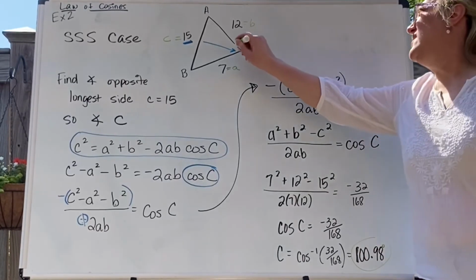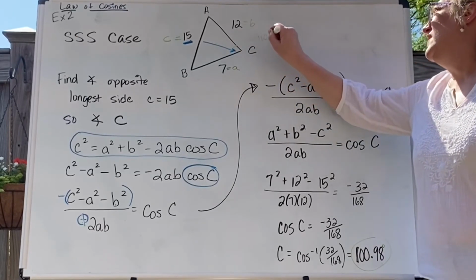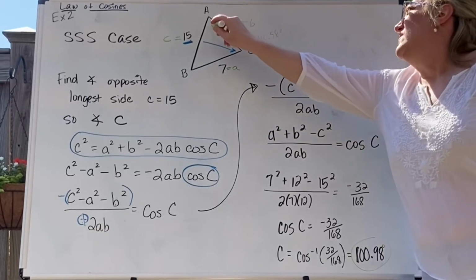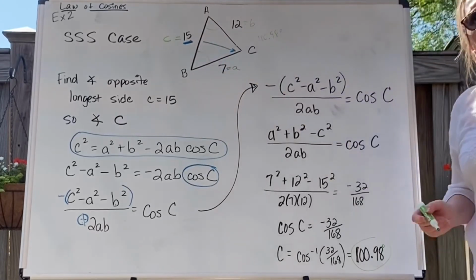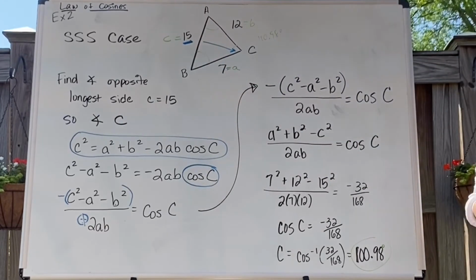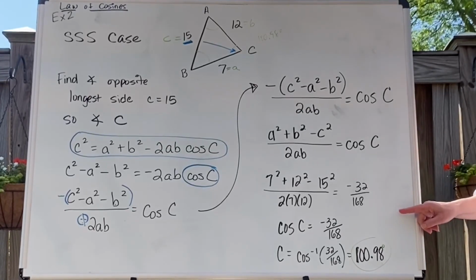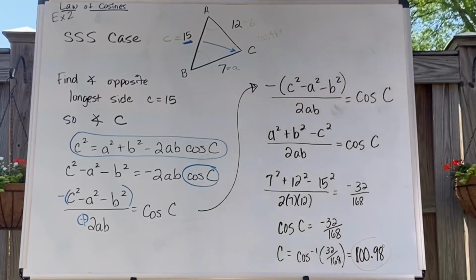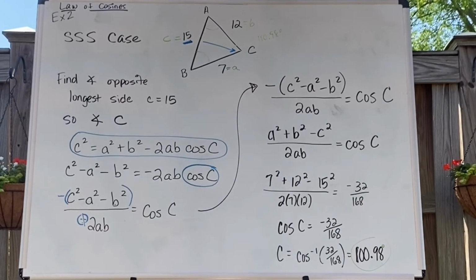Once you know that this angle C right here is 100.98 degrees, to go find the other 2 angles, I would then use the law of sines. When you use the law of sines, you will then walk through and find that angle A and angle B can now be solved. And what you will find is that angle A ends up being 27.7 degrees, and angle B ends up being 51.75 degrees.